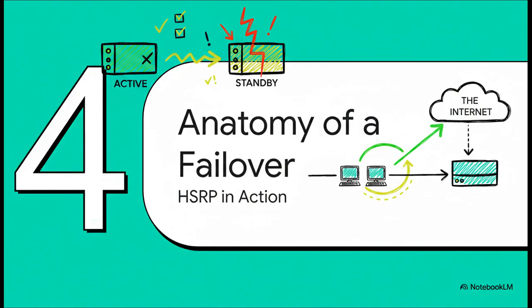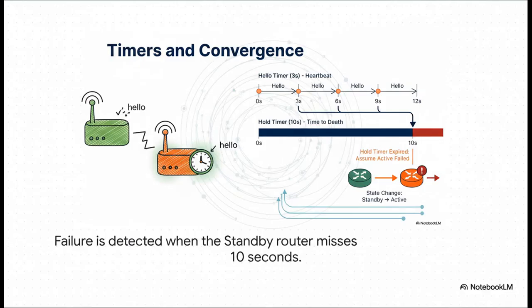All right, we've covered the setup, the theory, now for the main event. What actually happens when that active router fails? How does HSRP pull off that seamless recovery we've been talking about? It all comes down to timers. By default, the active router is constantly sending out a little hello packet every 3 seconds. It's basically shouting, "I'm here, I'm alive."